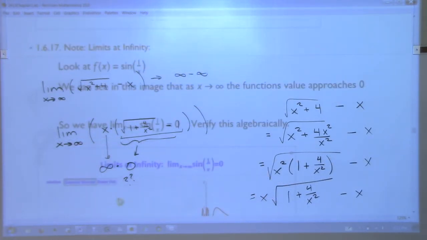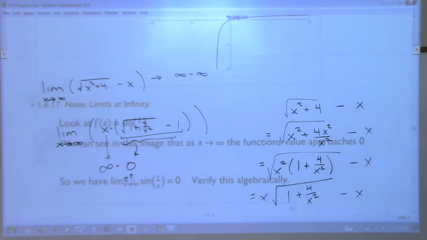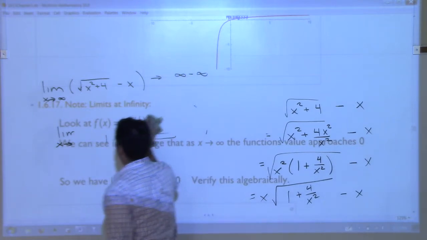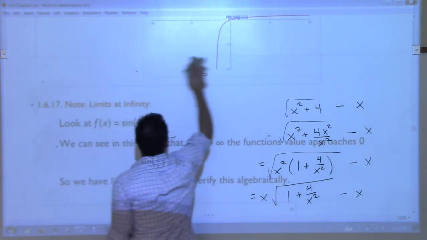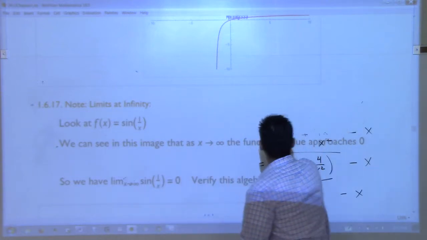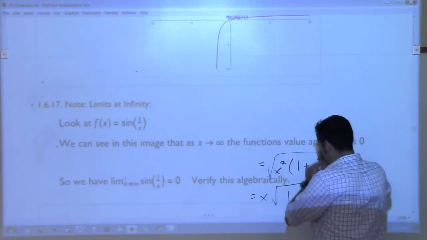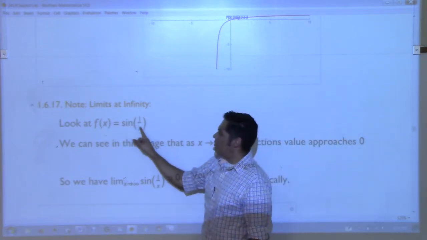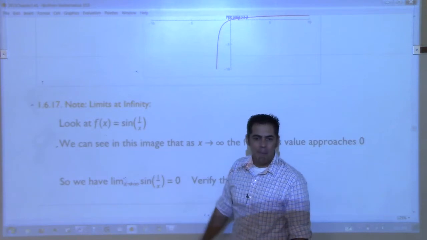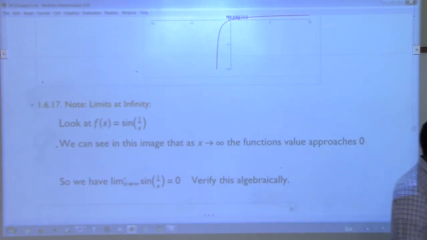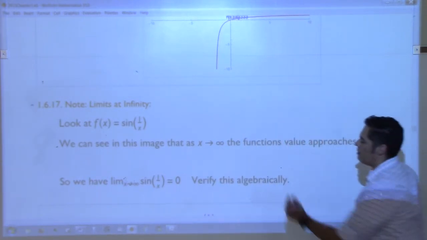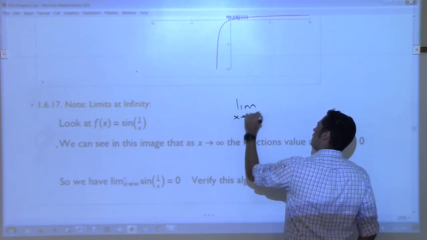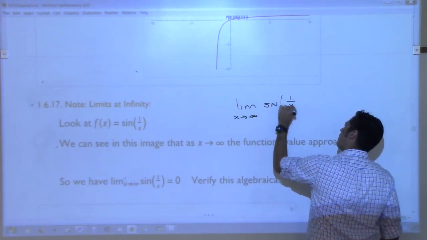How about something a little more interesting? Like, what about this one? Sine of 1 over x. What happens to that as x goes to infinity? So I'm asking you this. What is the limit as x goes to infinity of sine of 1 over x?